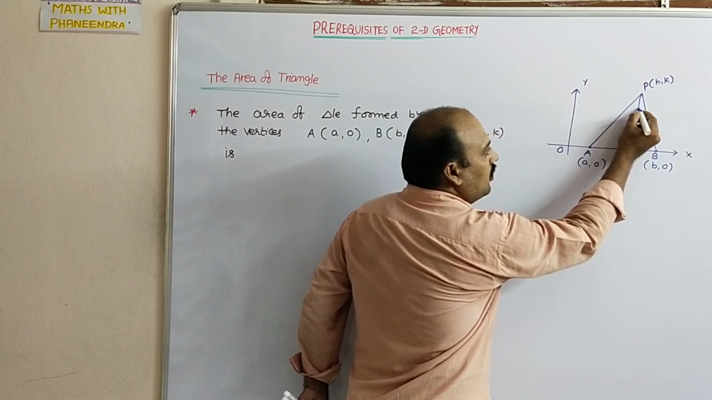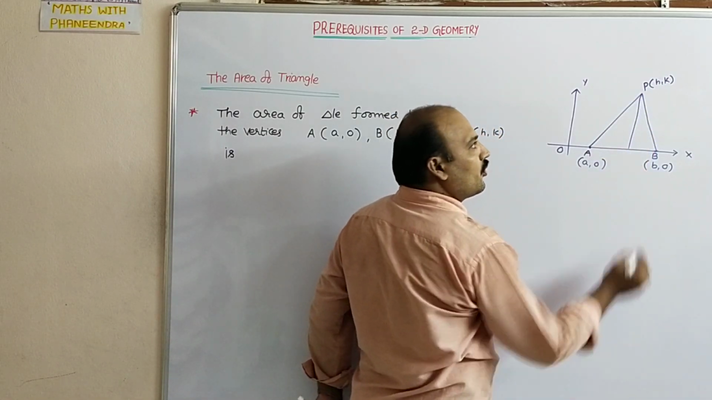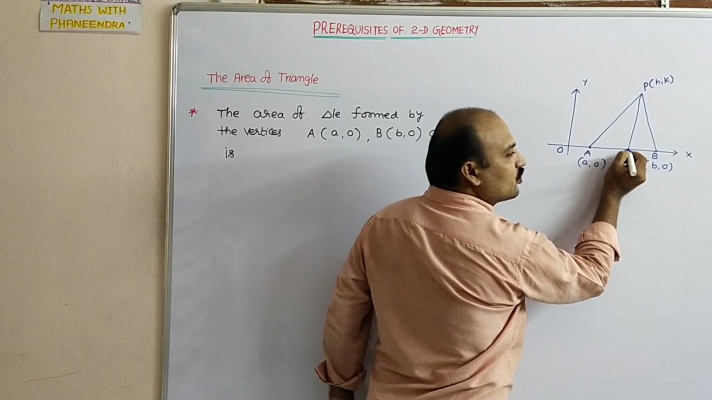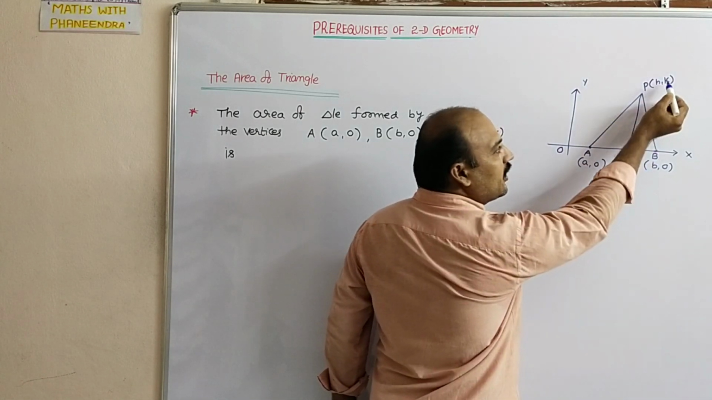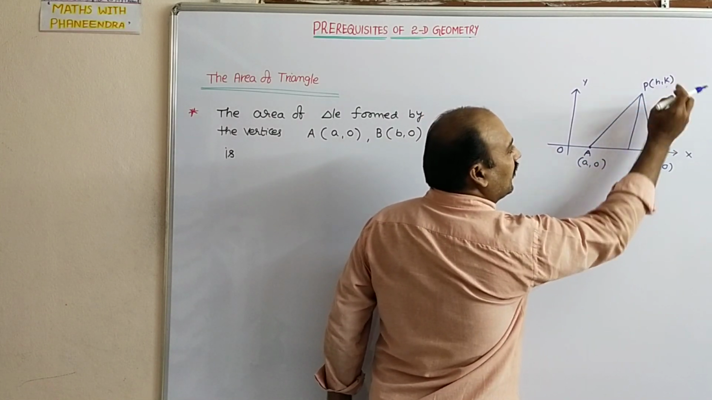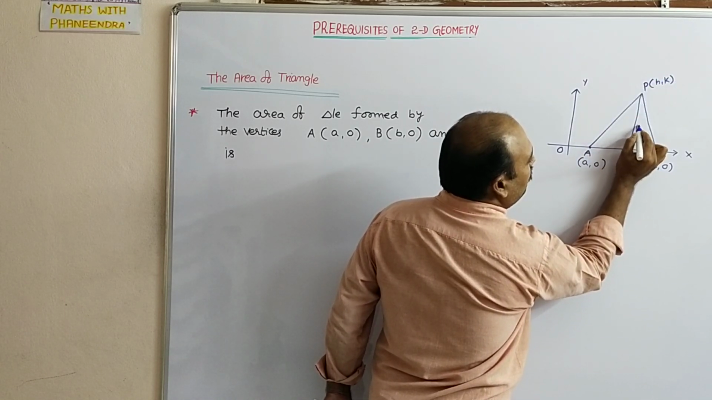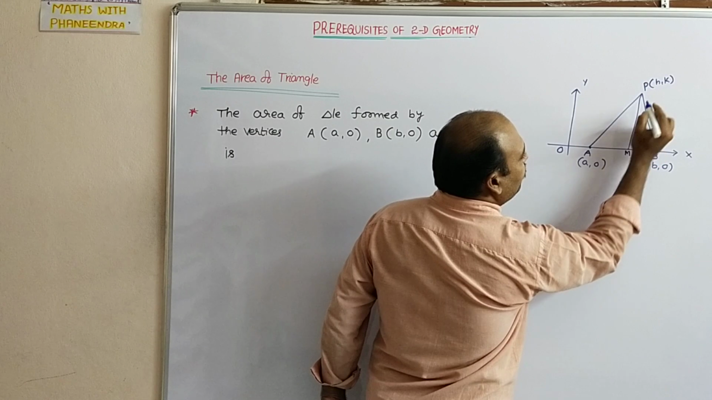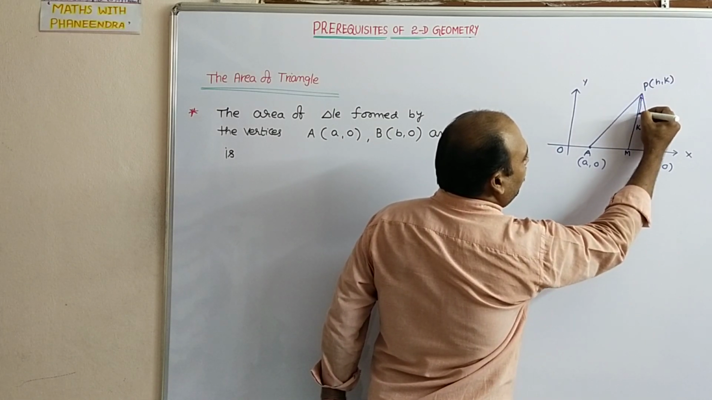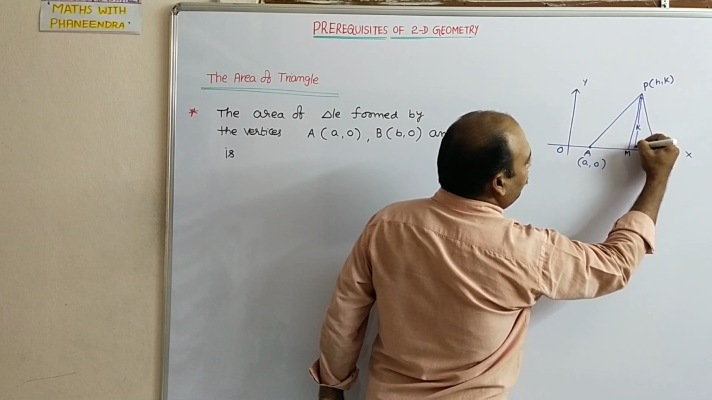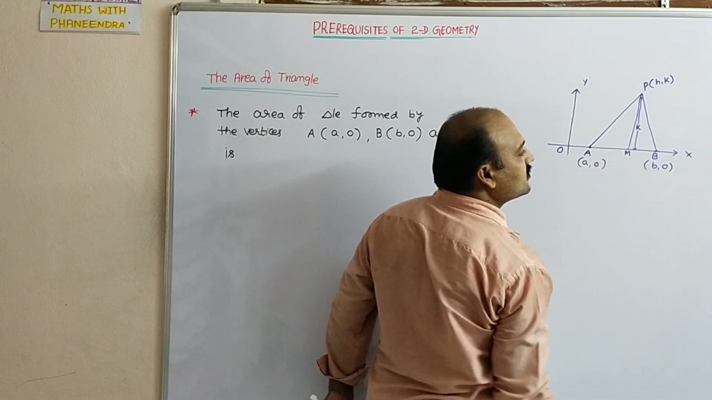If you draw one perpendicular from point P to the x-axis, we know that it is equal to the y coordinate of the point. That means K. So from here to here, PM is equal to K units.